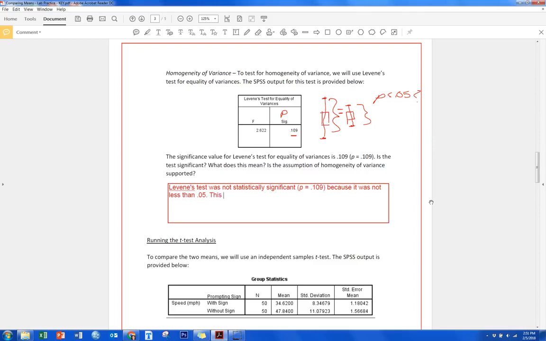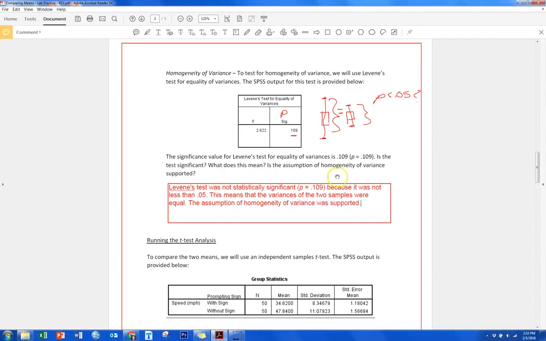Okay, this means that the variances of the two groups, the two conditions, the two samples. Let's go with the two samples. This means that the variances of the two samples were equal. The assumption of homogeneity of variance was supported.